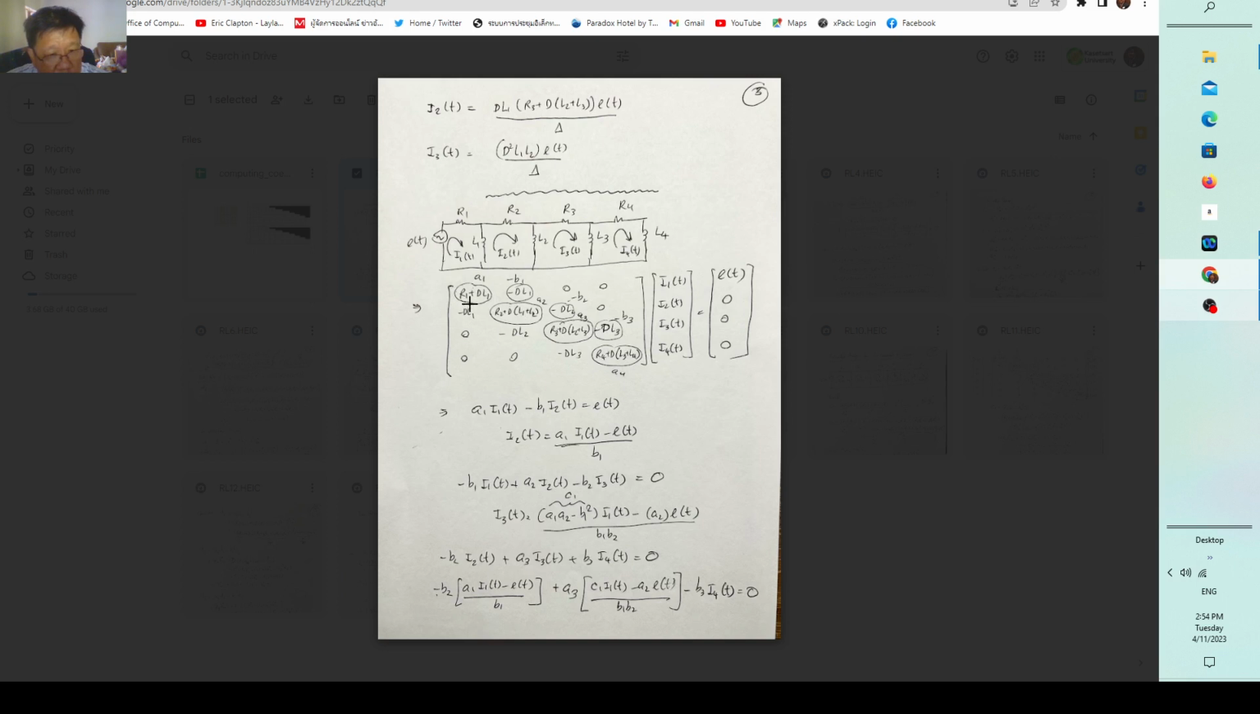A sub 1 is R sub 1 plus D L sub 1. A sub 2 is R sub 2 plus D times the summation of L sub 1 plus L sub 2. And A sub 3 is R sub 3 plus D times summation of L sub 2 plus L sub 3. And finally, A sub 4 is R sub 4 plus D times summation of L sub 3 plus L sub 4. Okay?